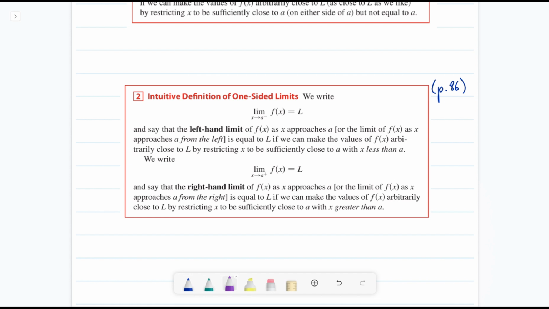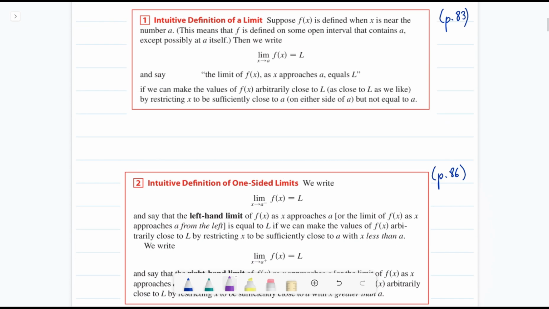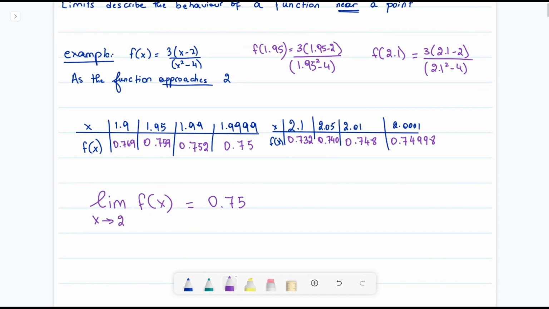We write the limit of f of x as x approaches a from the right equals L, and say that the right-hand limit of f of x as x approaches a is equal to L if we can make the values of f of x arbitrarily close to L by restricting x to be sufficiently close to a with x greater than a. So in our case above, in the first table here, we were making x closer and closer to 2, but with values slightly less than 2.